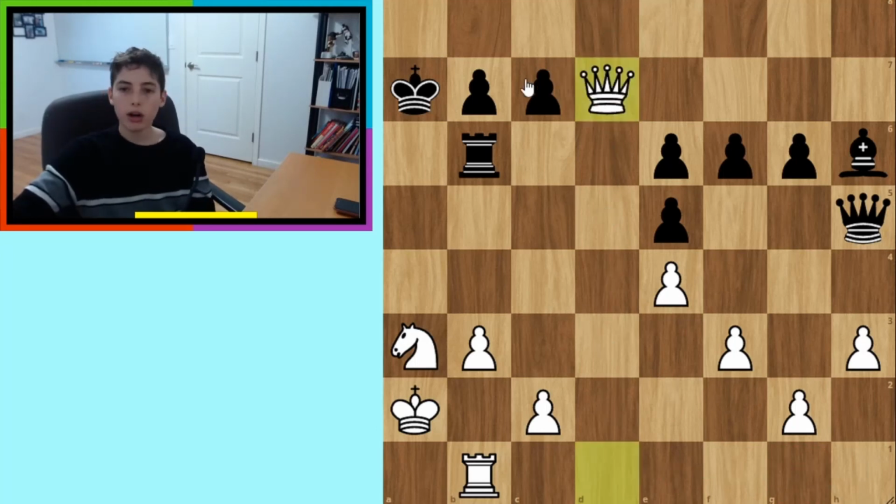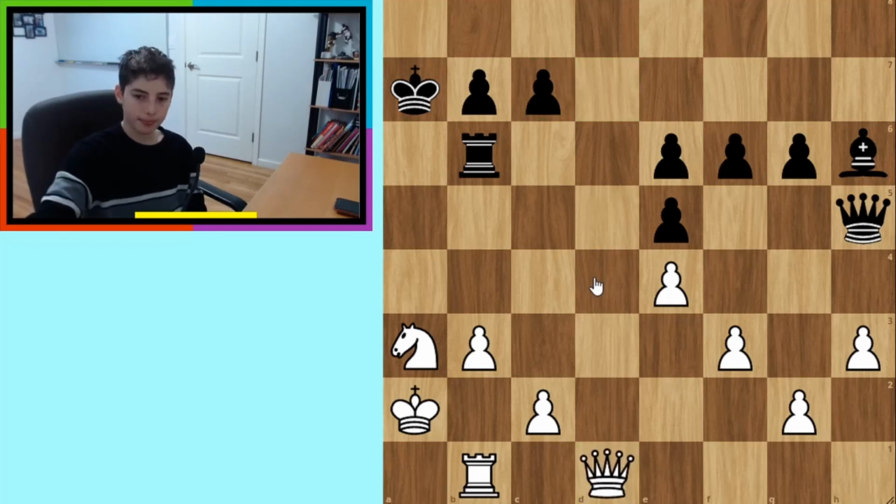Here, maybe we win a pawn, but they can simply defend the pawn. They can maybe even move their king here. They can do moves to defend this. They can even do this. There's a lot of ways to defend this one pawn.